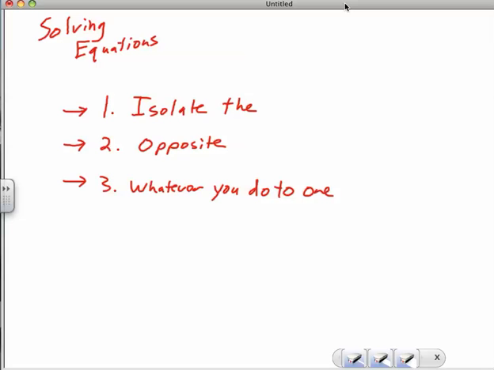Now, I take a three-rule approach to solving equations. First of all, taking a look at the first one, isolating the variable. What you want to do is find out what x equals or y equals, depending on how your equation looks. You want to ultimately isolate the variable to find out what your variable is equal to. Now, how do you do that?